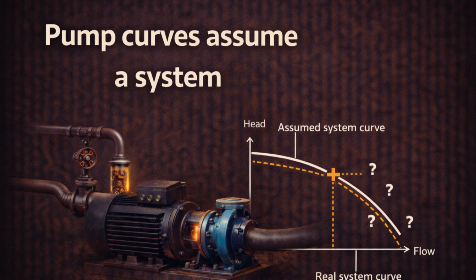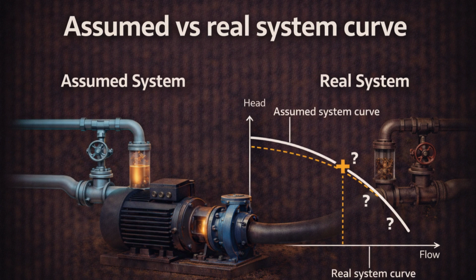They assume a system. Every pump curve is tested under controlled conditions. Clean piping, steady flow, ideal assumptions. But real systems are never that clean. The system curve you calculate is almost never the system you actually have.